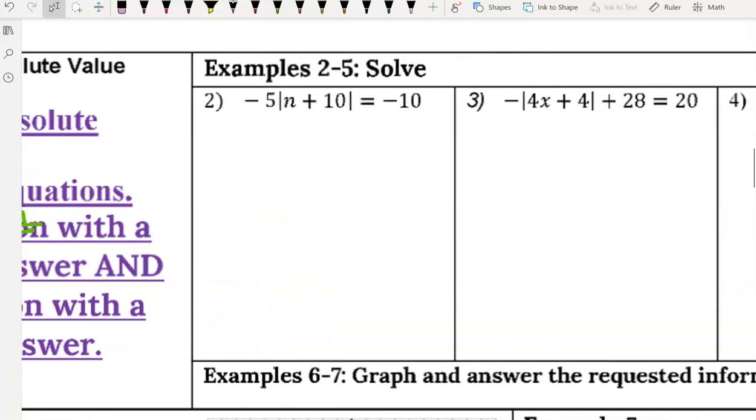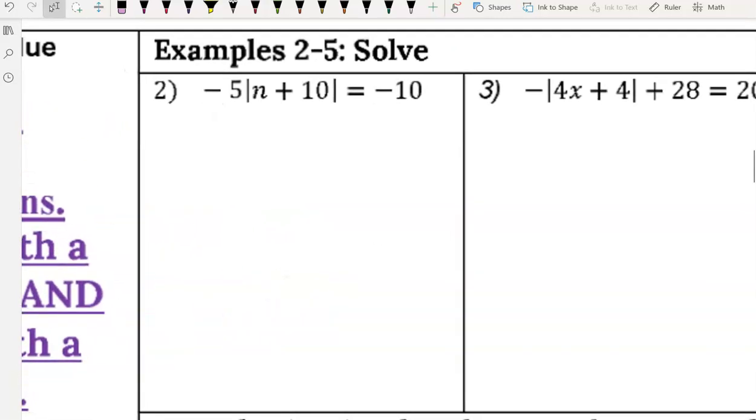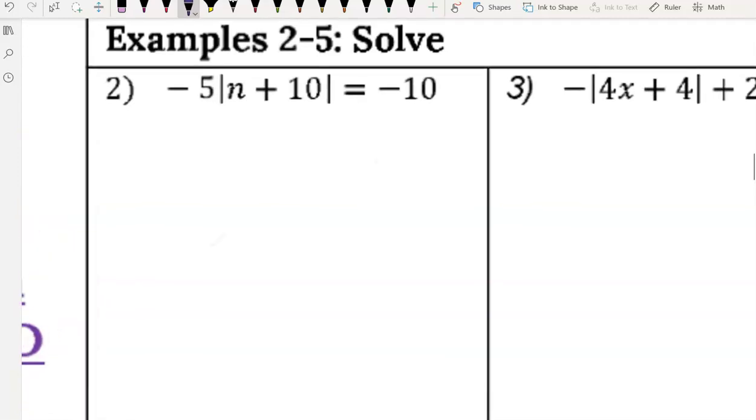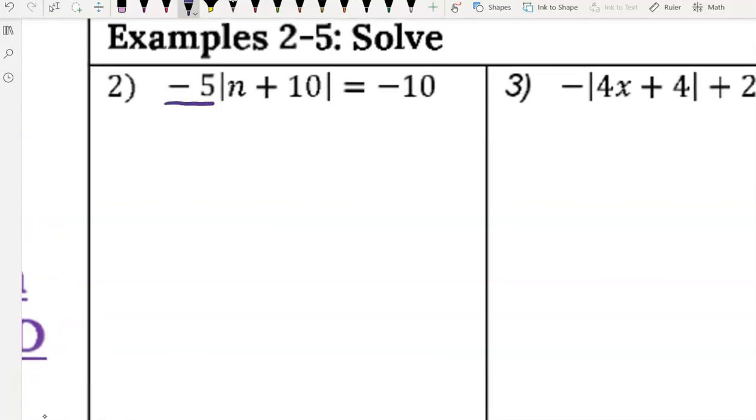So example 2 says absolute value, okay? You see an absolute value symbol, so make sure we try to isolate that. So this is how you read this: -5 times the absolute value of n plus 10 equals -10. First step, we want to isolate the absolute value by dividing both sides by this number in the front, like this. So that would cancel out. So now we have an absolute value of n plus 10 equals -10 divided by -5 is a 2.